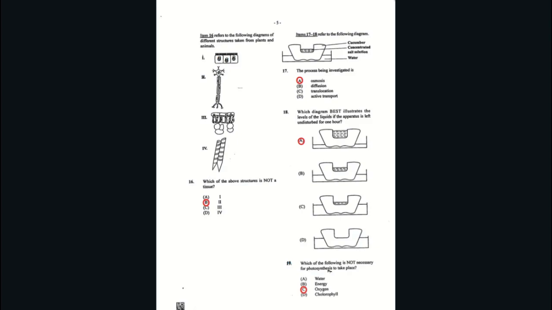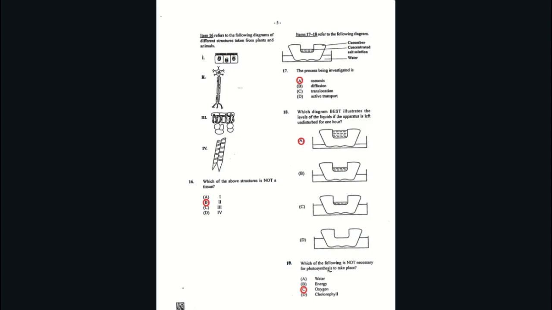Anyways, let's move on to 17 and 18. So we have this diagram here. We have the cucumber, concentrated salt solution, and we have water. So the process being investigated is osmosis. How do we know that it is osmosis, right? Why wasn't it translocation? Why wasn't it active transport, right? These are different processes, but the biggest indicator that could tell you that this is osmosis is the fact that there is water involved.